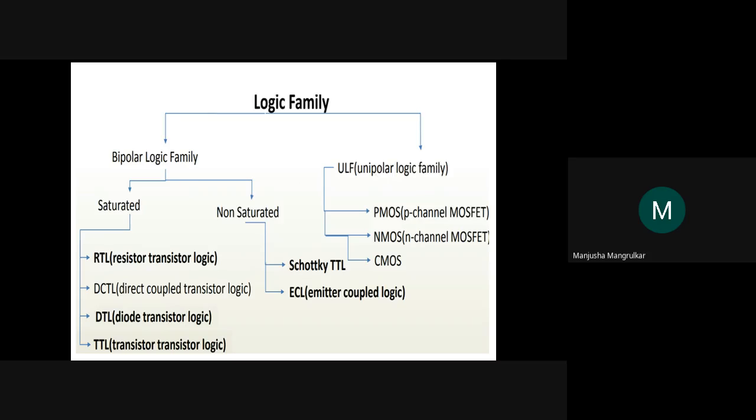Unipolar logic family means the current direction is single, it is not bidirectional. So it uses the MOSFET, metal oxide semiconductor field effect transistor. P MOSFET means P channel MOSFET, N MOSFET is N channel MOSFET, and CMOS means complementary metal oxide semiconductor, right? So now we are going to see PMOS, NMOS and CMOS.